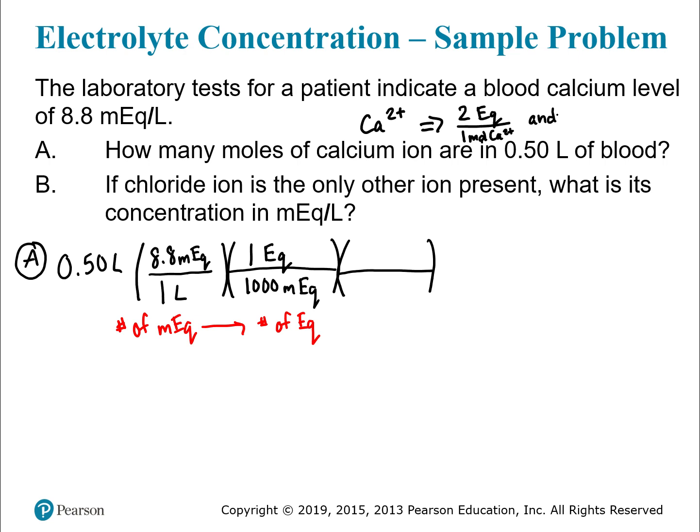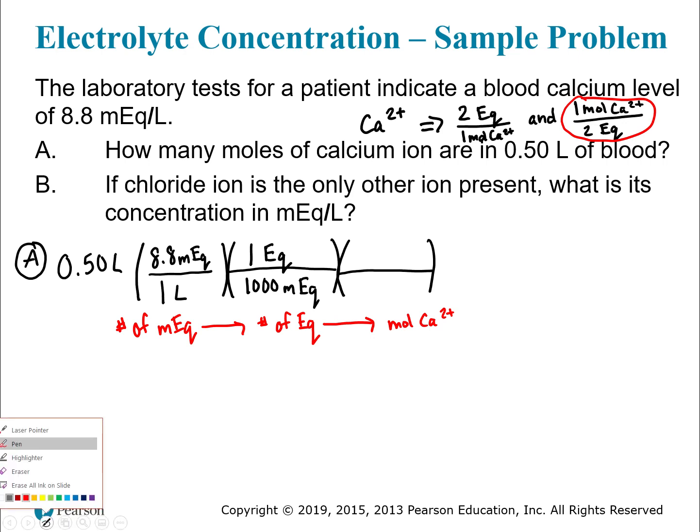We can write that as a conversion factor and flip it over as well. So those are the 2 conversion factors that we have to choose from. And since what we're trying to do is go from equivalents to moles, we should use this second one. That will cancel out the equivalents and give us moles of calcium ions.